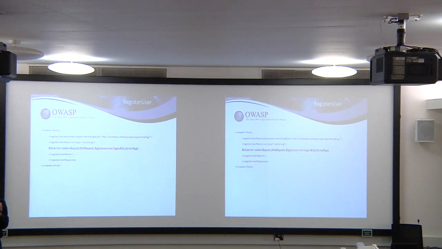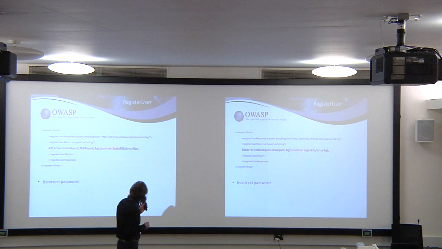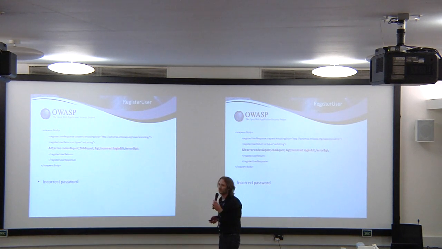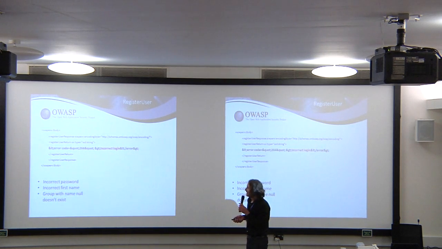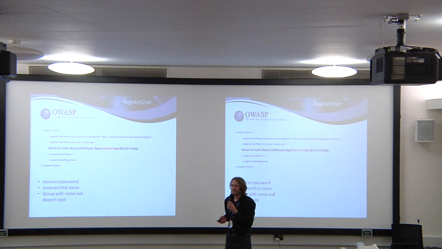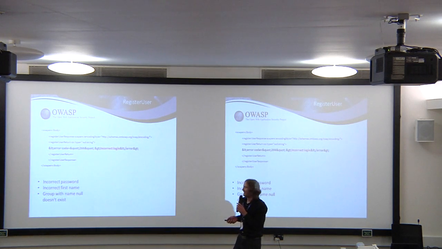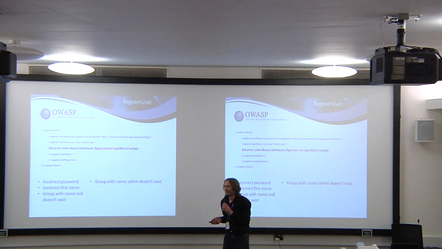So, any ideas? Well, we thought that we don't have proper authentication. We need, for example, login and password. But it turned out that we didn't provide the parameter to the method, which was the login of the user to create. So after providing this parameter, the server responded incorrect password. So of course, we added another parameter, which was the password. The server responded incorrect first name, and then a group with name null doesn't exist. So what would you try? A group with admin. So it didn't work.